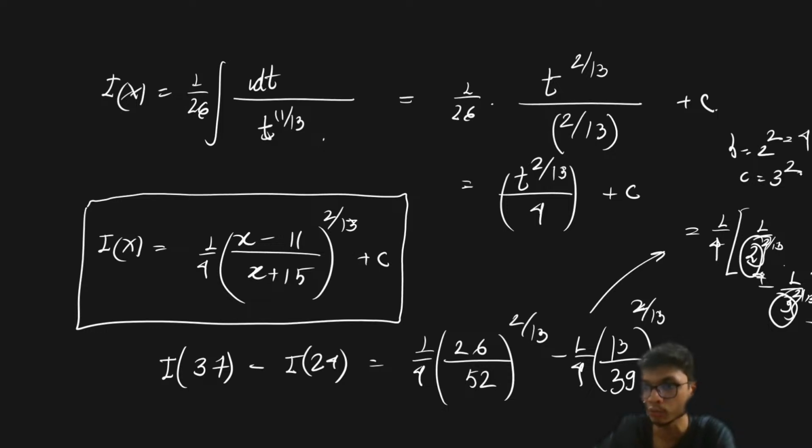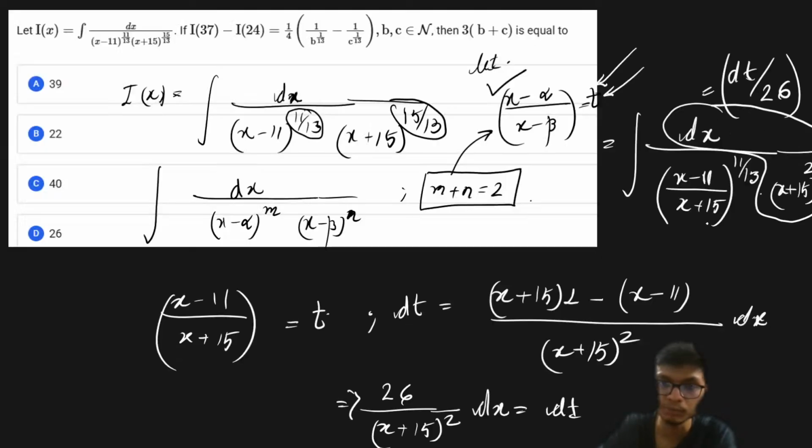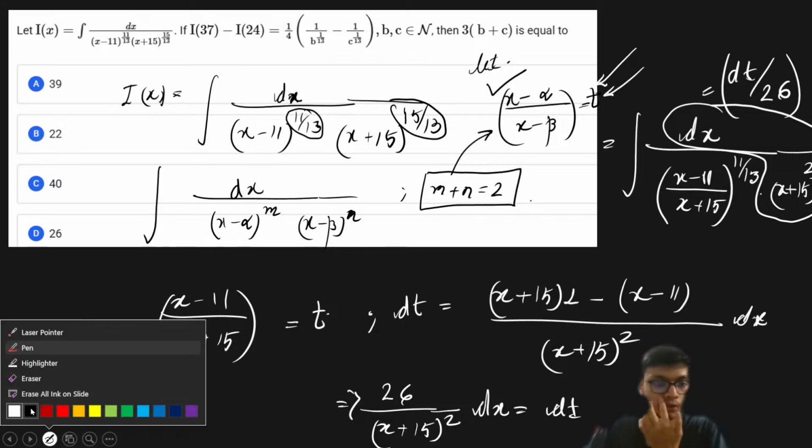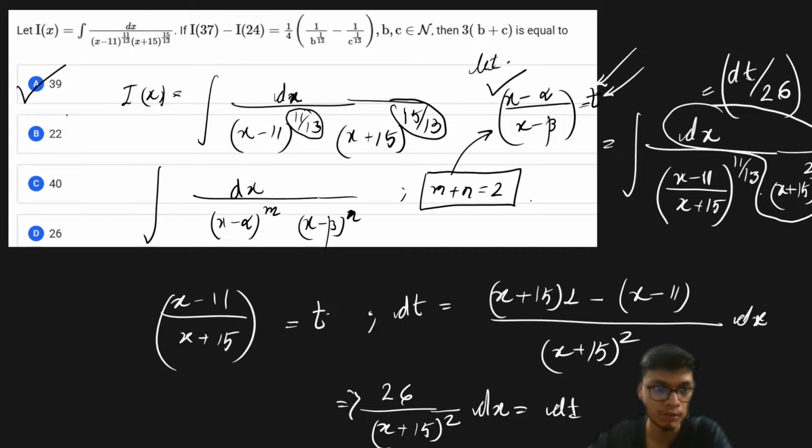So from here b is equal to 4 and c is equal to 9, and therefore the value of b plus c multiplied by 3 is going to be simply equal to 13 into 3, that is going to be 39. So from here the solution to this particular problem is going to be option number A, as simple as that. Okay, very simple problem.